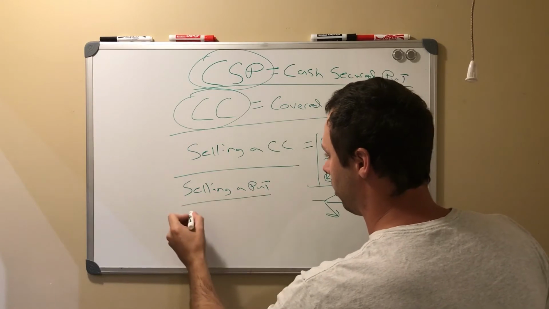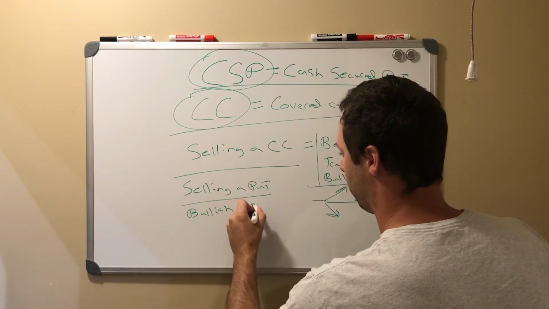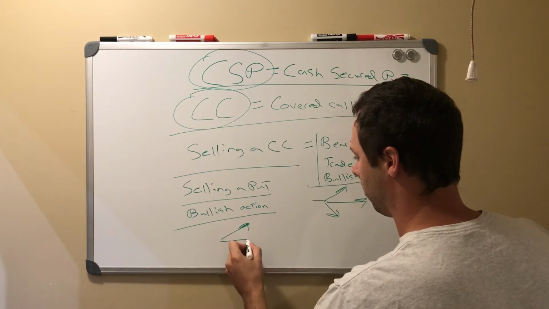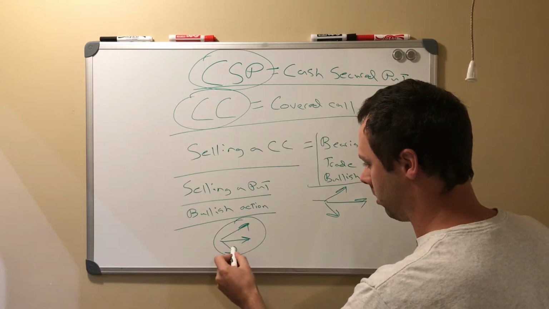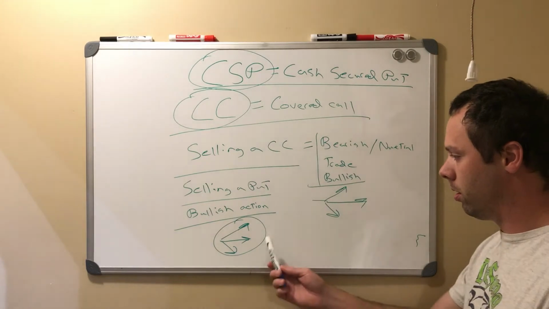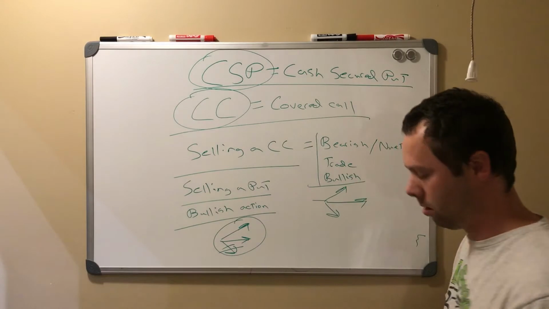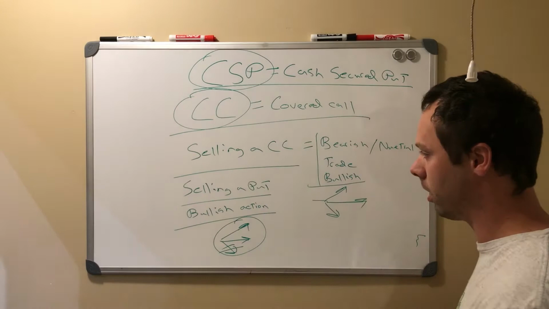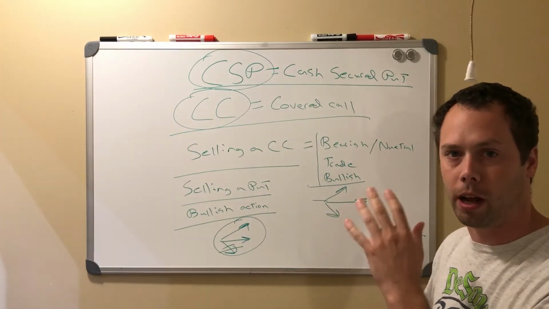So selling a put is usually a bullish action, and you think that the stock will go up or neutral. You could use it for a down move, but that's not usually how you use selling puts. So that's just the basic position, and then I'll tell you about how they work.